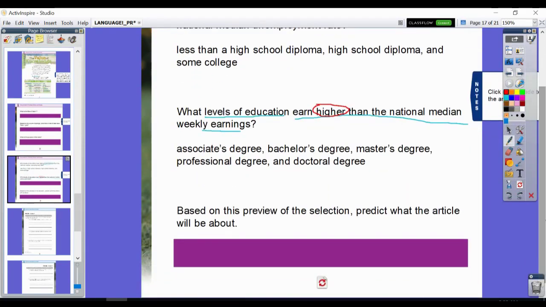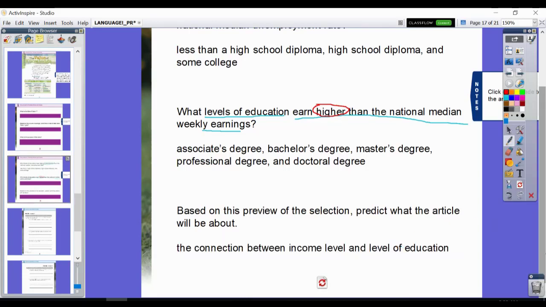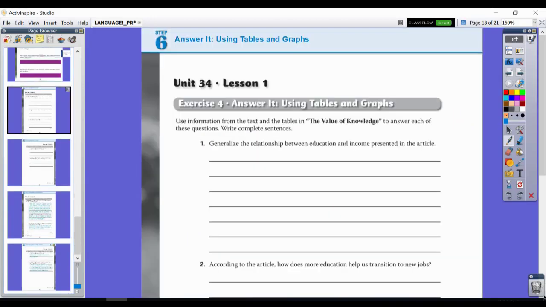Finally, based on the preview of this selection, predict what this article will be about. If you said something like the connection between income level and level of education, or something about going to school after high school, you would be correct. Now, thinking about your prediction, I'd like you to go in and read these 2 pages to yourself. Please read page 104 and 105. Look carefully at the tables. You're going to answer some questions about them afterwards. When you're done reading, please answer the questions on page 116 and 117 of your workbook.